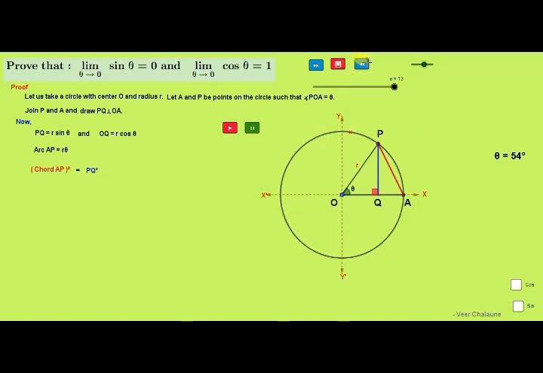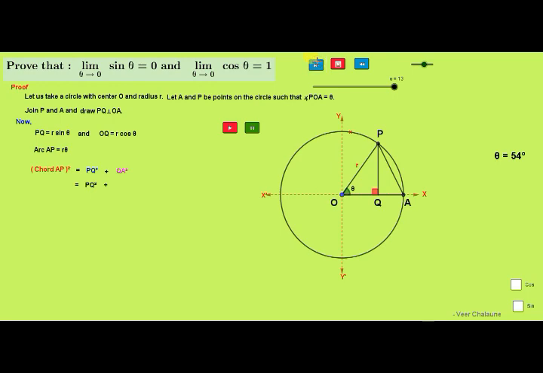Once more, this is the chord, and according to Pythagoras theorem, this square equals PQ squared plus QA squared. Why do we need to calculate the PQ value? Now it's time to define their values. So we need to calculate PQ and OQ.